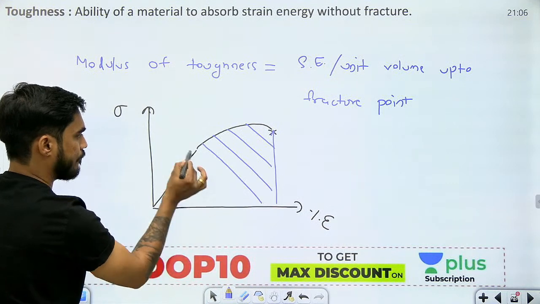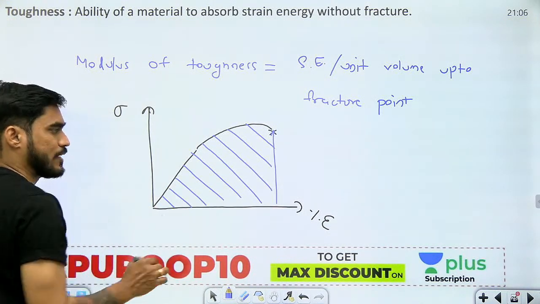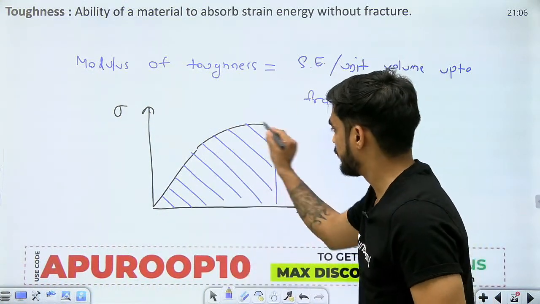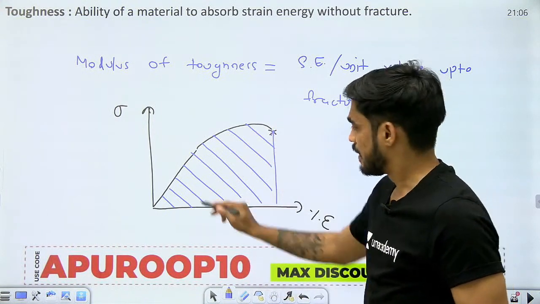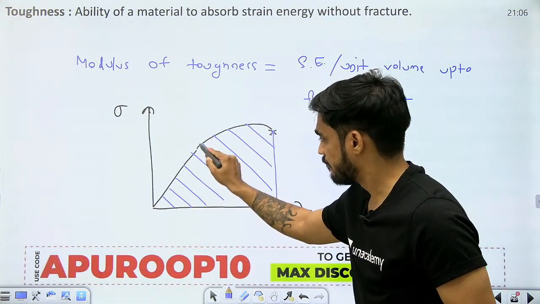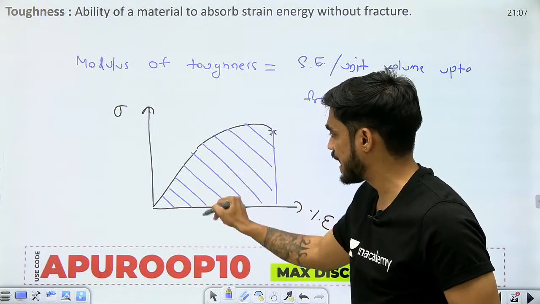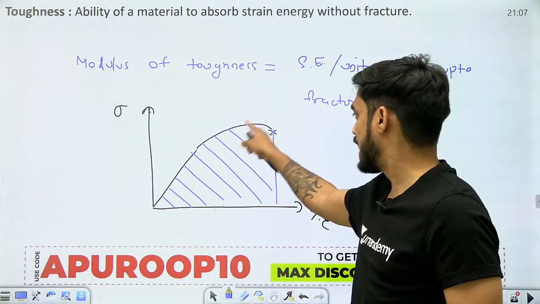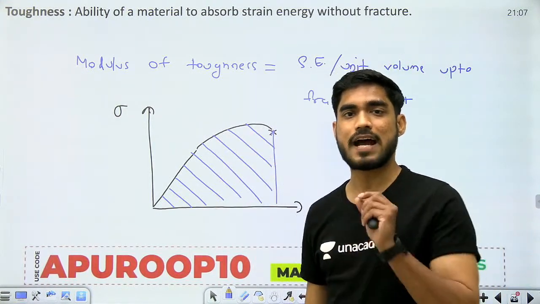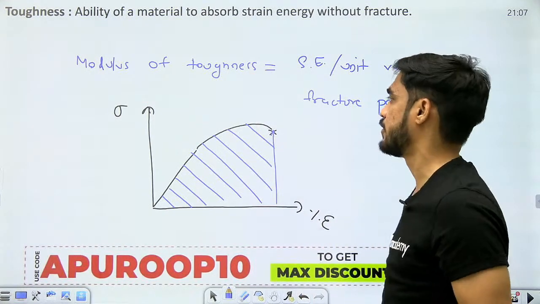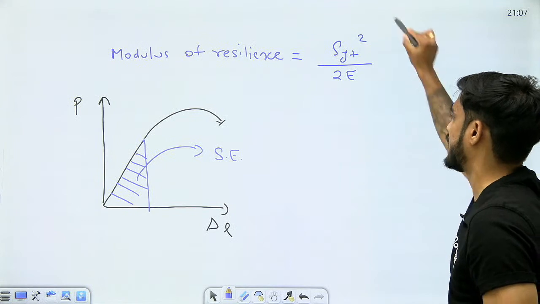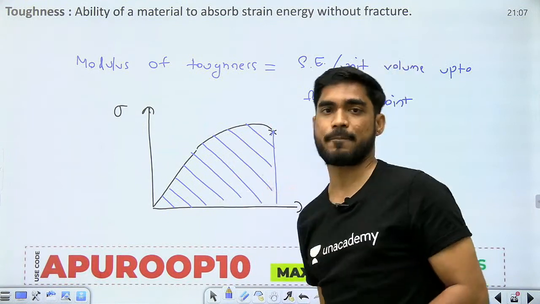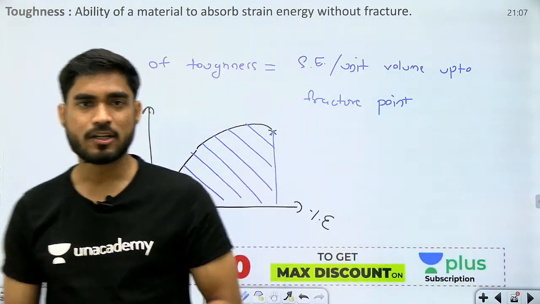But for this we don't have an equation, because for this curve we don't have a direct equation. This is a linear curve, so we can calculate the area under this linear curve. But for the curve that comes after this, we cannot calculate the area directly. So we cannot find a particular equation for modulus of toughness. For modulus of resilience, we have the equation SYT square by 2E. But for modulus of toughness, we have to find the total area. Okay. So is this point clear?